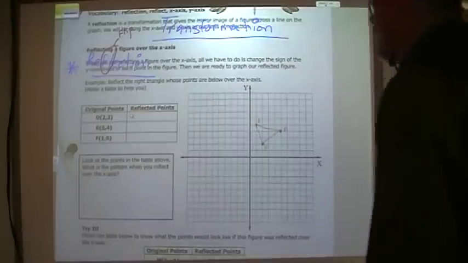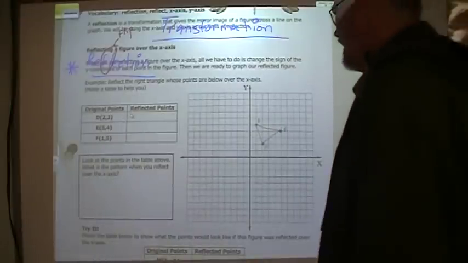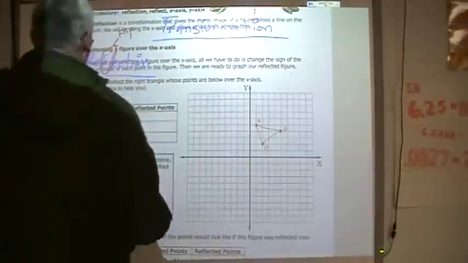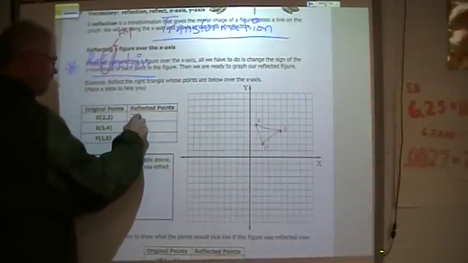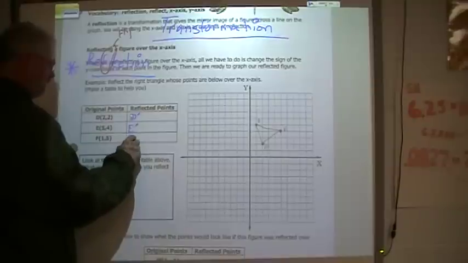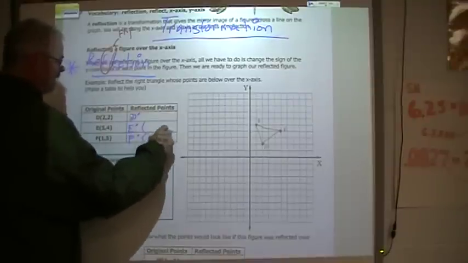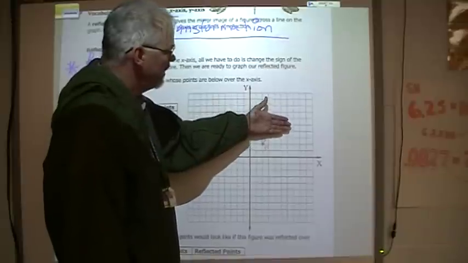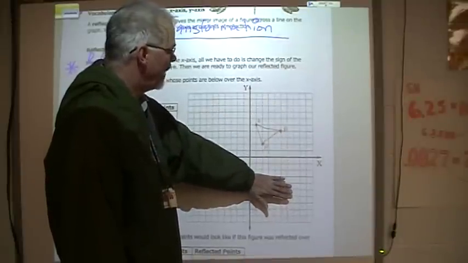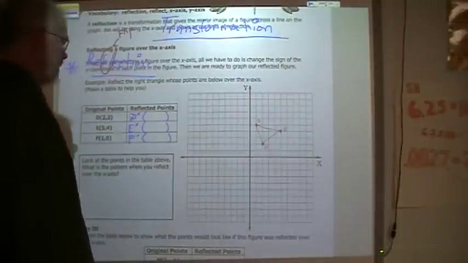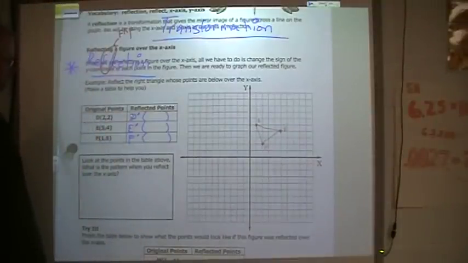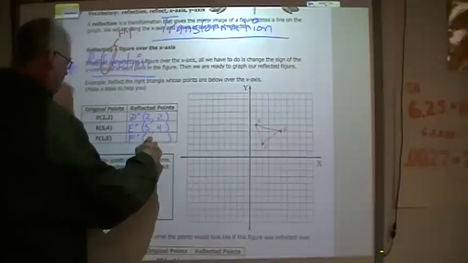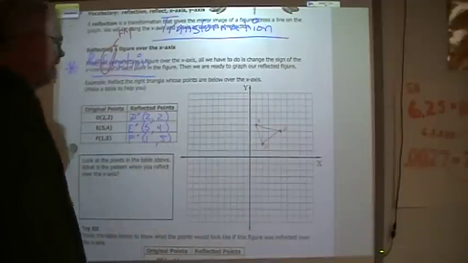How do we do that? What is the easy way to do that? Well, the easy way, or the right way to do that, is we know our new triangle is going to be D prime, E prime, and F prime. We're going to have an X and a Y coordinate. Here's the trick. If you're reflecting over the X axis, we only have to change the sign on one of our coordinates. Everything else is the same. Our points are going to be the same. It's going to be 2, 2, 5, 4, 1, 5. But we have to change the sign.